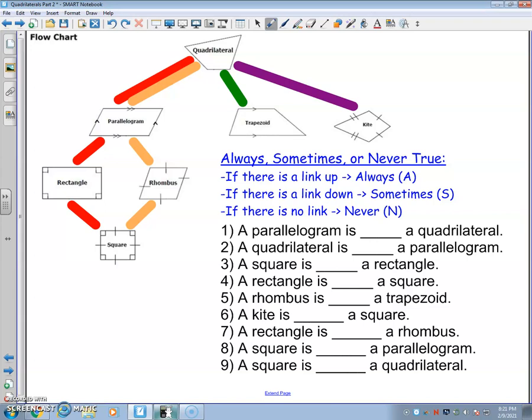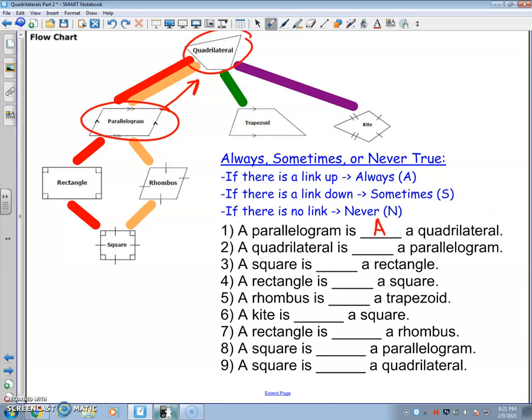So let's try the first one. It says a parallelogram is blank a quadrilateral. A parallelogram is right here and is going up to a quadrilateral. So is a parallelogram always a quadrilateral? The answer is yes. All quadrilaterals have 4 sides. A parallelogram always has 4 sides, so that's going to be always true. That's A, because it's going up.